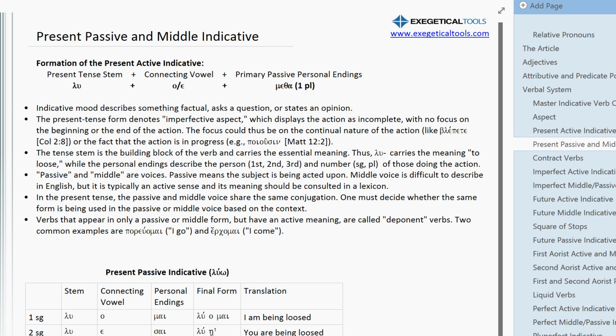Lastly, verbs that appear in only a passive or a middle form but have an active meaning are called deponent verbs. Two common examples are poreuomai, meaning to go, and erchomai, meaning to come, or I come. Now notice that those don't end in omega, like echo or luo. They have the middle or passive endings here. Scholars usually parse these as middle, and they've traditionally been called deponent.